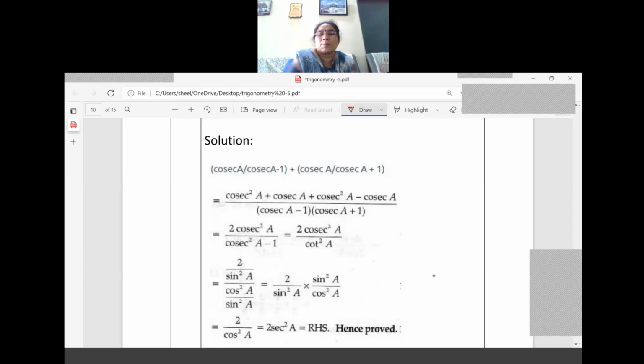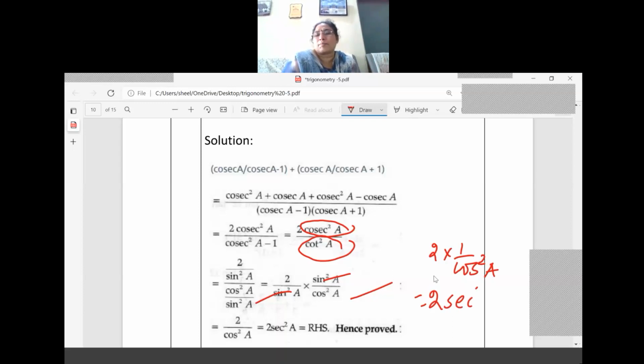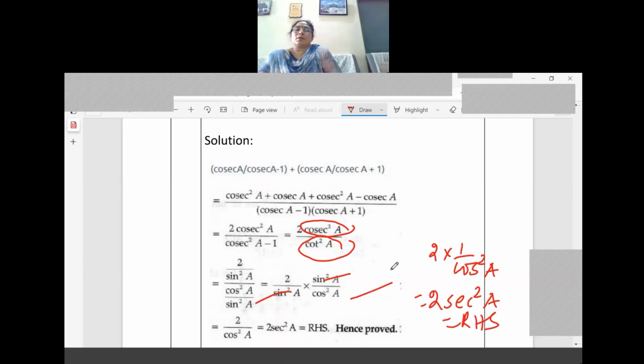So what is the next step? Cosec can be written as 1 by sin square and cot can be written as cos square A by sin square A. Again, sin square A and sin square A will get cancelled. So what is the answer? 2 by cos square A, which means 2 into 1 by cos square A. It is equal to 2 sec square A, equal to RHS. Okay, so we got the answer here.